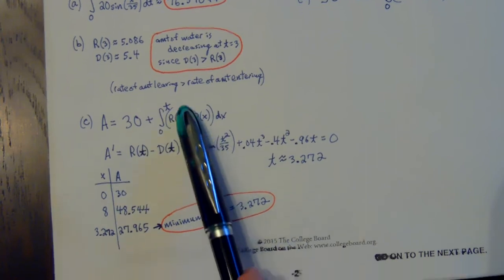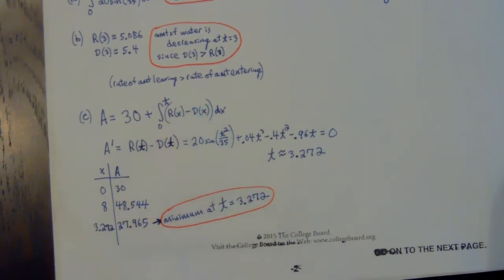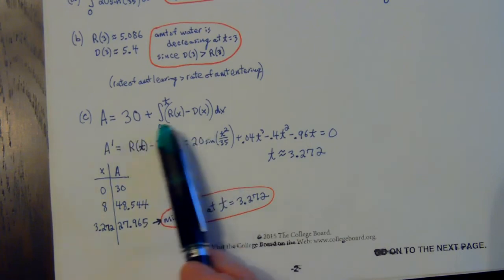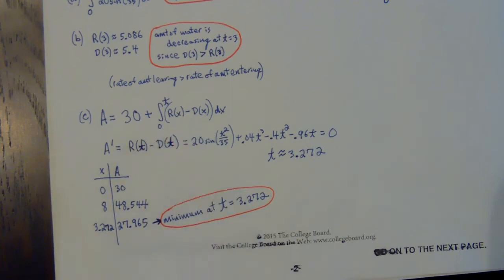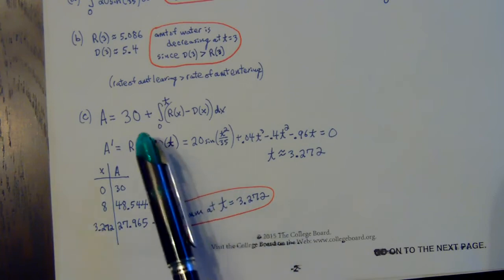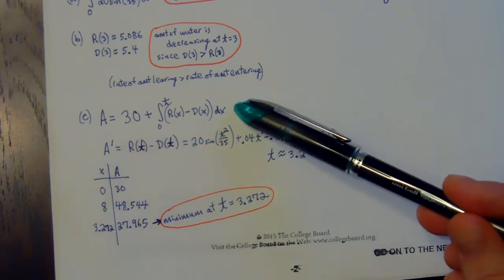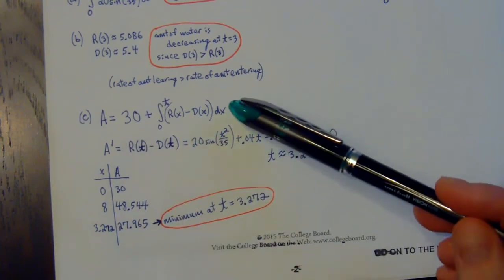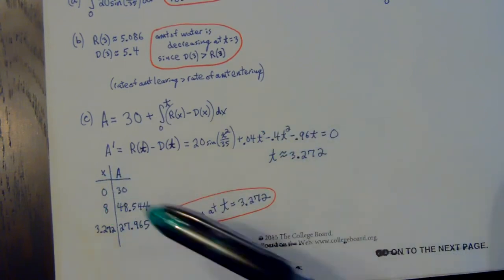So I don't think they'll be picky if you don't switch the letter there, but it's just real technical. We might as well just be safe on that. But there's our total amount of water equation. And if you want to minimize this, you've got to check the endpoints and the critical numbers.